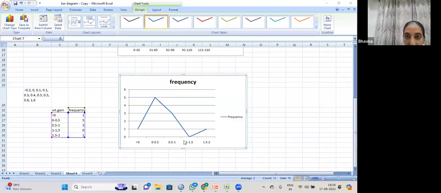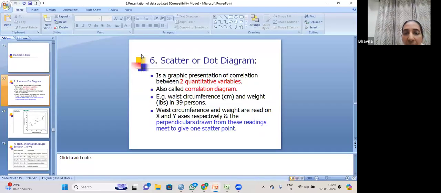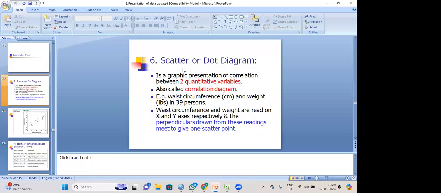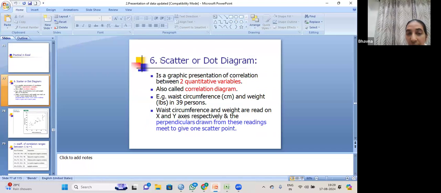Now, can go back to the slide. The only, I think, diagram which is left now is scatter. Can you see the screen, scatter or dot diagram? Yes, ma'am. Okay. Now the last very important diagram, which is very often drawn in medical research, is a scatter diagram or a dot diagram.